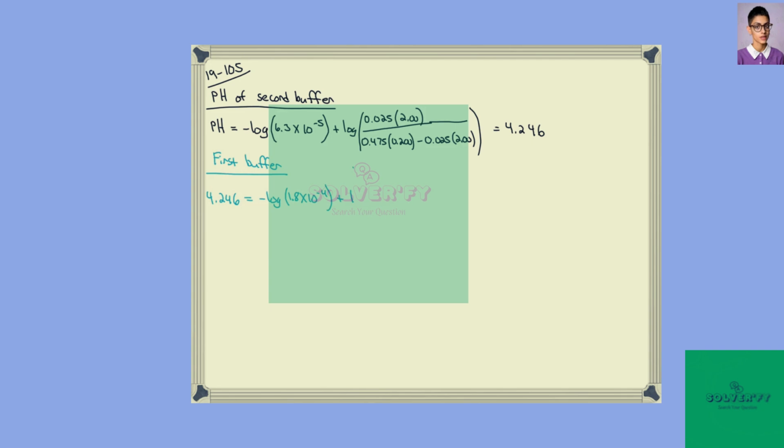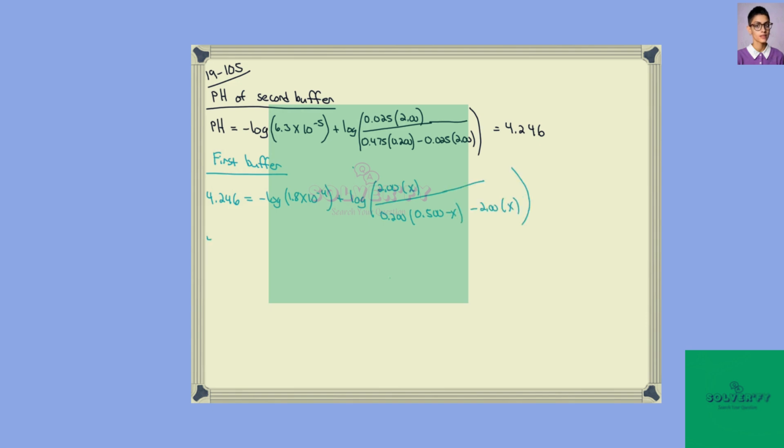So now, to determine the concentrations that are required for the first buffer in order to achieve the pH of that second buffer, which is 4.246, we need to take the negative log of the Ka of the weak acid that is present in this first buffer. It's formic acid with a Ka value of 1.8 times 10 to the negative 4, so its pKa value would be the negative log of 1.8 times 10 to the negative 4. So pH equals pKa plus the log of the moles of base over the moles of acid. Well, this is all we know.